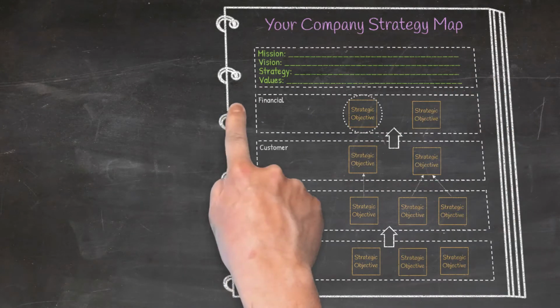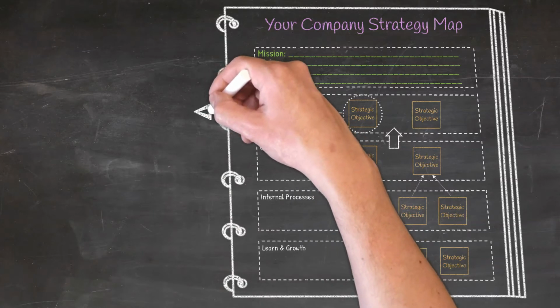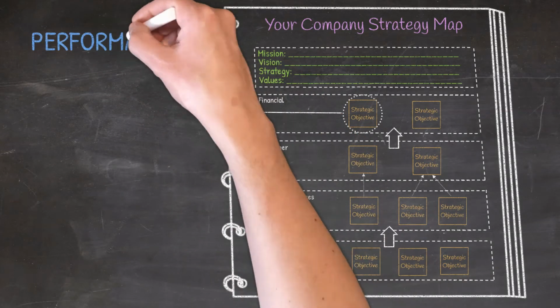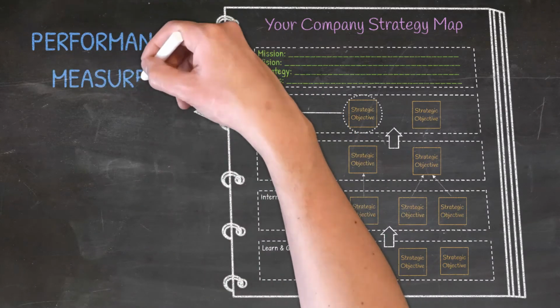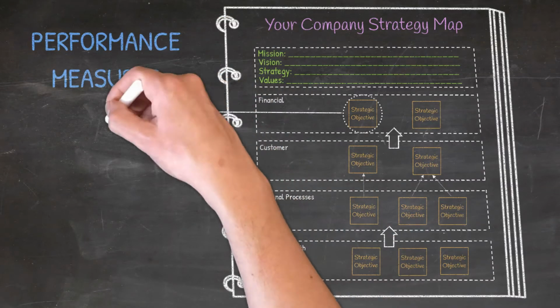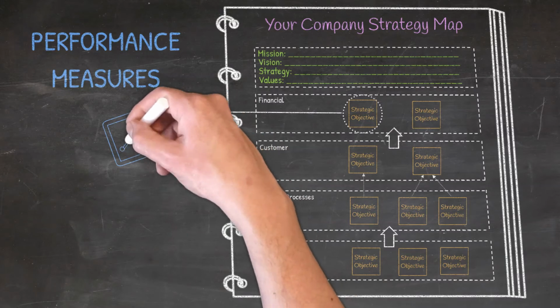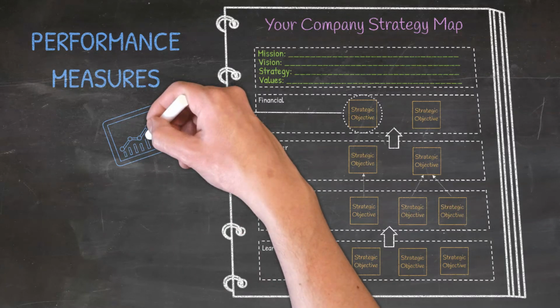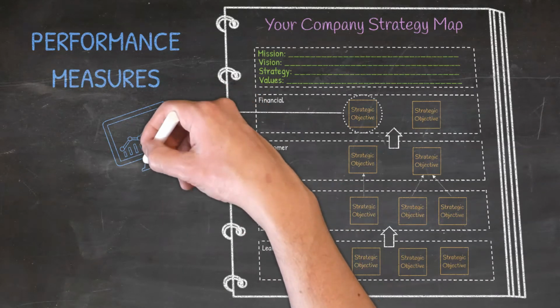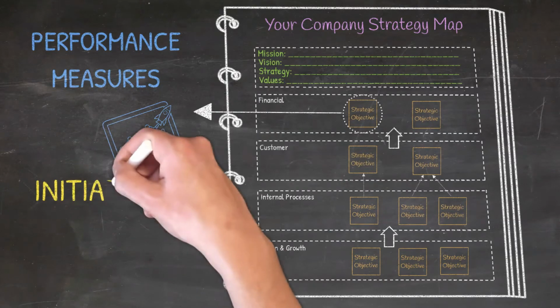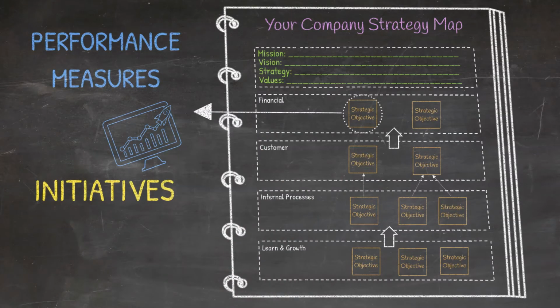To understand how well the business is doing while pursuing their strategic objectives, we use the performance measures. Each strategic objective has one or more performance measures. They are carefully designed specifically to reflect with accuracy the performance of their related strategic objectives. And finally, the initiatives come into place.